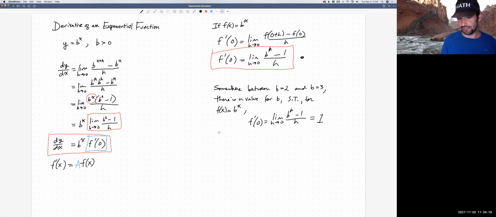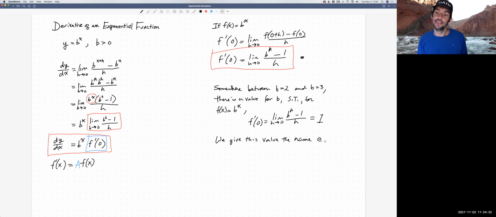We're going to give this value a name. We call it e. That's one way that we can define e. There are other ways e shows up in lots of places, but this number, we're going to call it e.